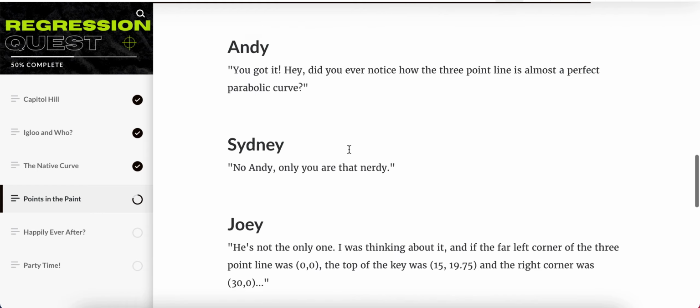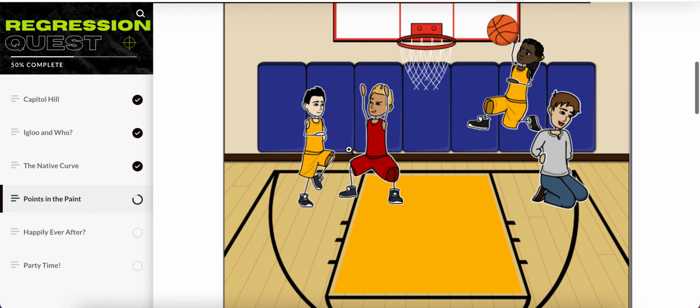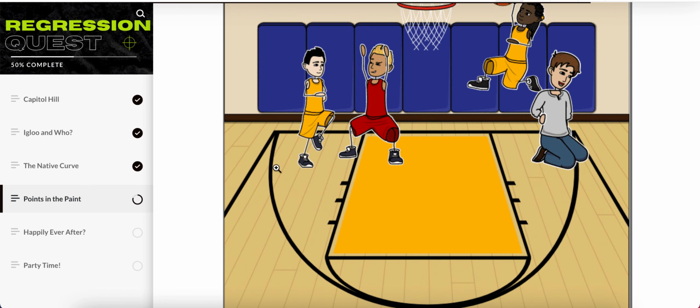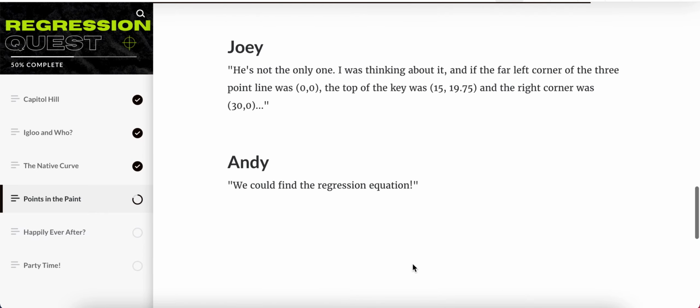They see the points because in this particular picture, there's actually a few different things we could have looked at, such as maybe the ball's flight, which would take a parabolic motion. The student's going up, the ball comes down. But in this particular case, Andy is interested in calculating this 3-point line, which represents a parabola as well. So he finds the 3 points, (0, 0), (15, 19.79), and (30, 0).